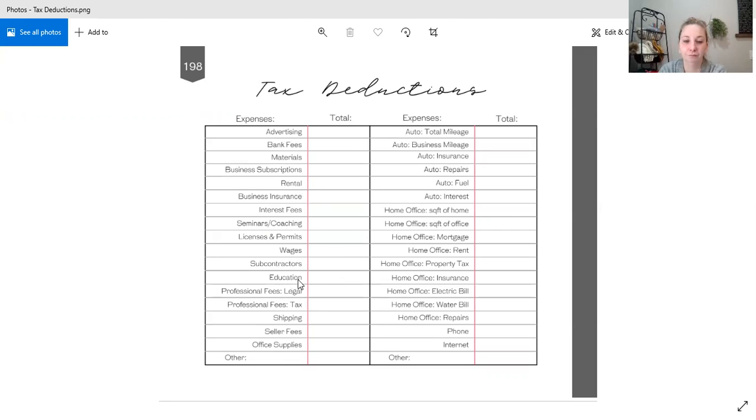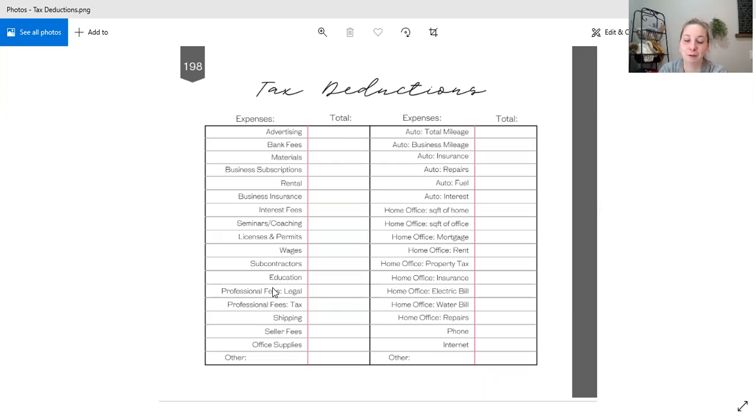Education. Education and seminars and coaching are almost the same thing. But your education may be more of an online course or program that you're working through on your own, versus if you're working with a coach.